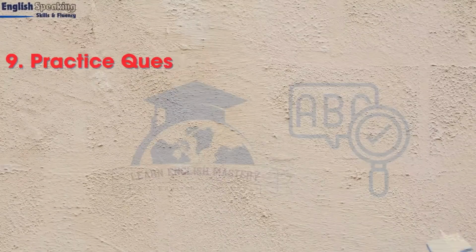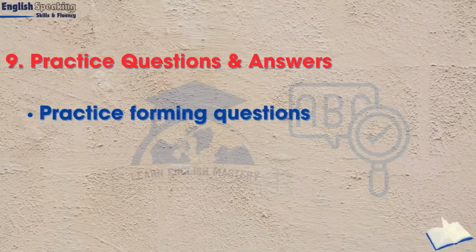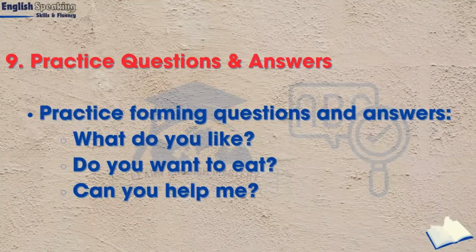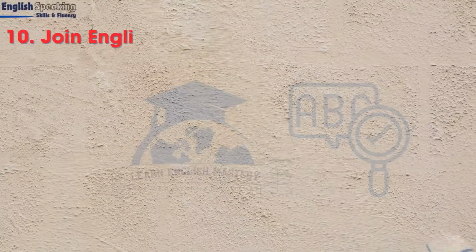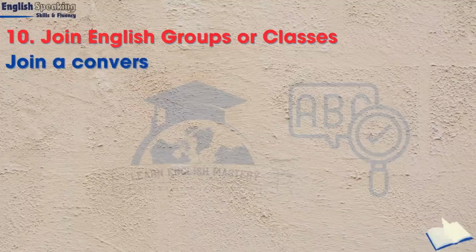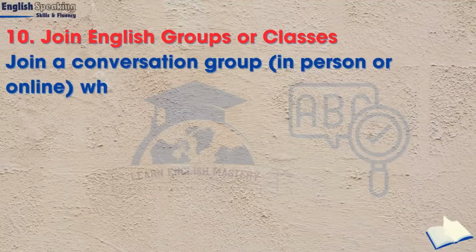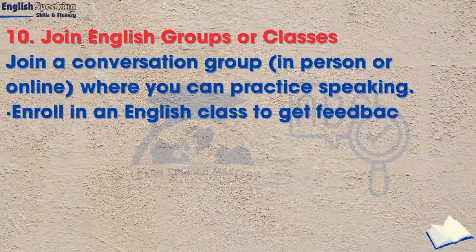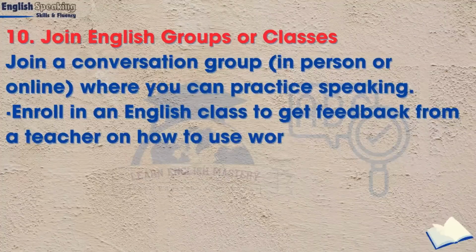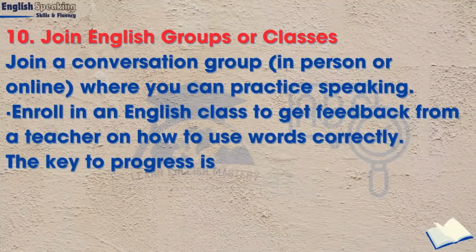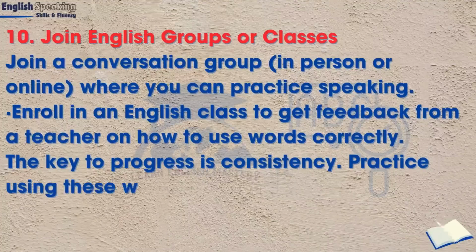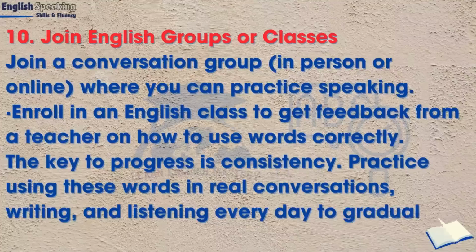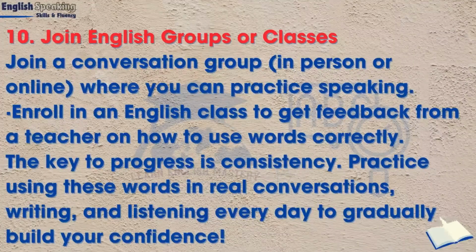9. Practice questions and answers. Practice forming questions and answers. What do you like? Do you want to eat? Can you help me? 10. Join English groups or classes. Join a conversation group, in person or online, where you can practice speaking. Enroll in an English class to get feedback from a teacher on how to use words correctly. The key to progress is consistency. Practice using these words in real conversations, writing, and listening every day to gradually build your confidence.